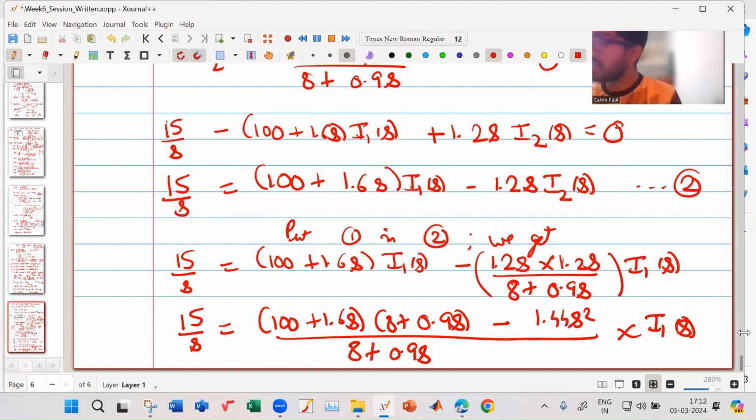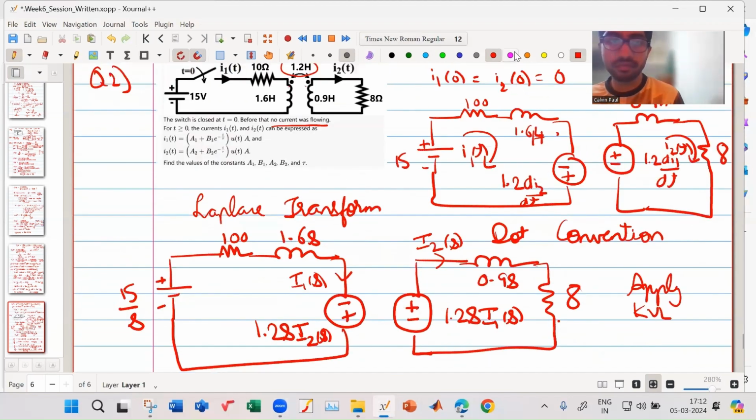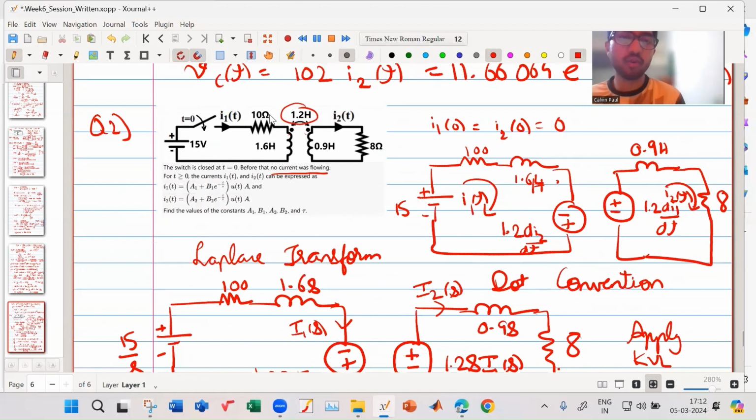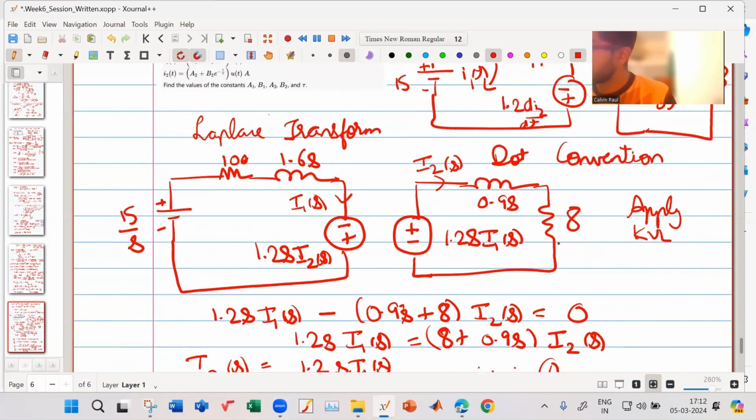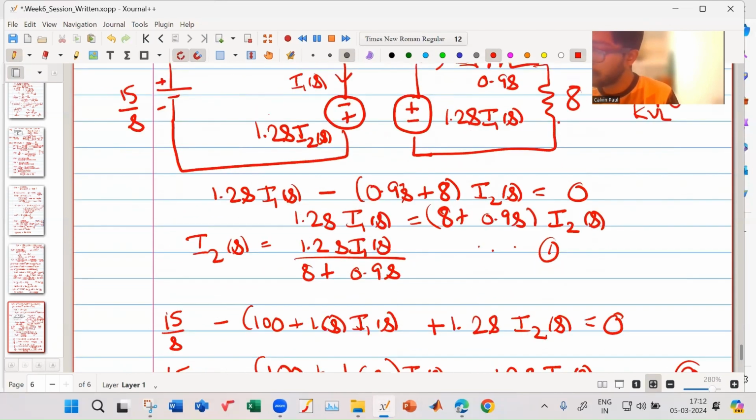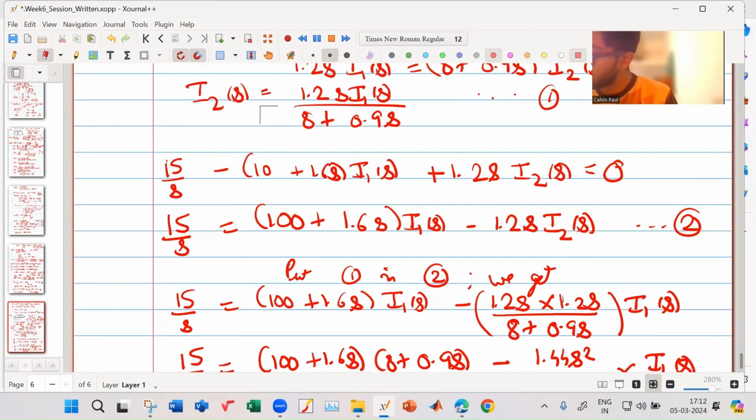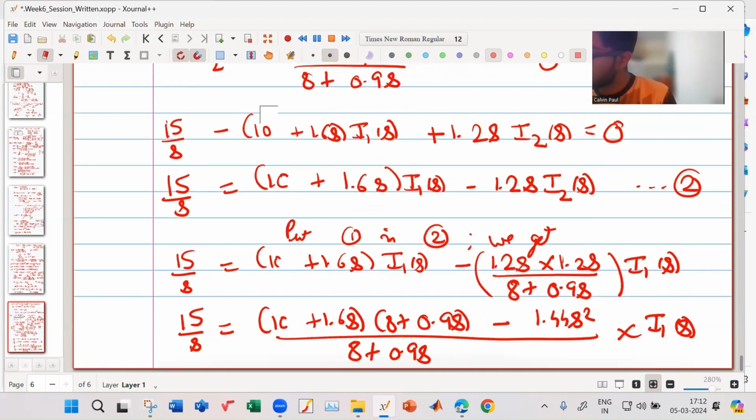Okay, there's an error. This actually is 10 ohm, so this should be 10. This should be 10. Okay. So 10 will go. 0 will go. Okay. Now we'll further solve.